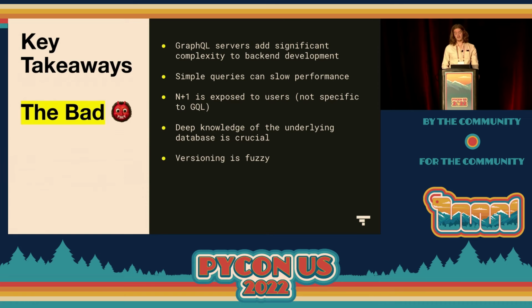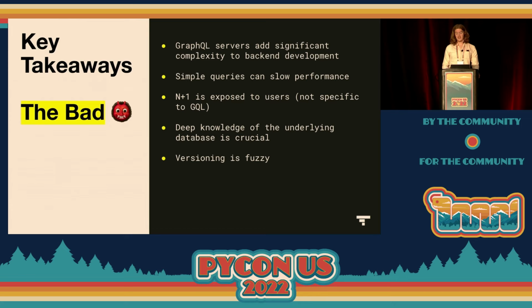Simple queries can slow performance, so that's something to be aware of, and the directionality of your queries can also affect your performance. So you need to know how your users are using your API, or else you can really get bit. It can expose our N+1 queries issue to the user. This isn't new. You can still have an N+1 query issue in a RESTful API. This just makes it maybe a little bit easier for the users to hit by accident.